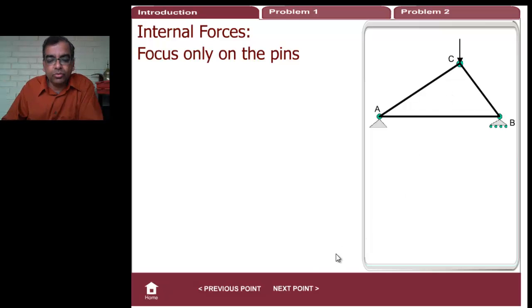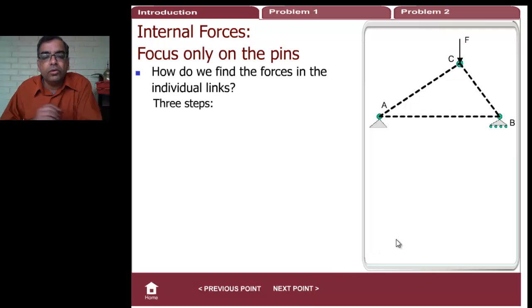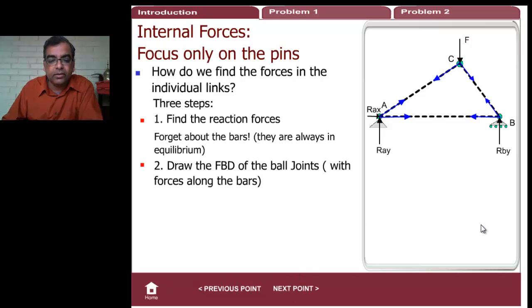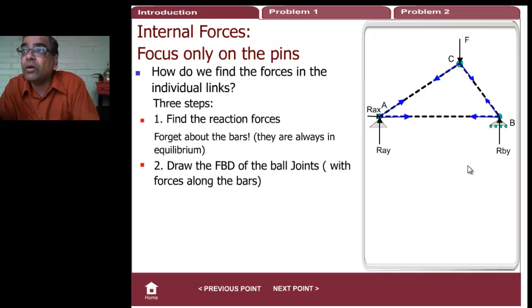So what we are going to do is a 3-step process. The first step is that we are going to find the external reaction forces, RAY, RAX, RBY, those three things. We can forget about the bars because they will automatically always be in equilibrium. We don't care about them. And draw the free body diagram. After we have finished these external forces, we will draw the free body diagram of each of the ball joints or the pin joints as the case may be, and we solve them one by one.